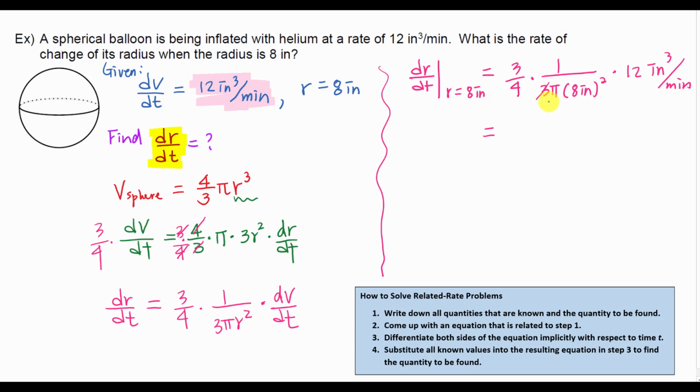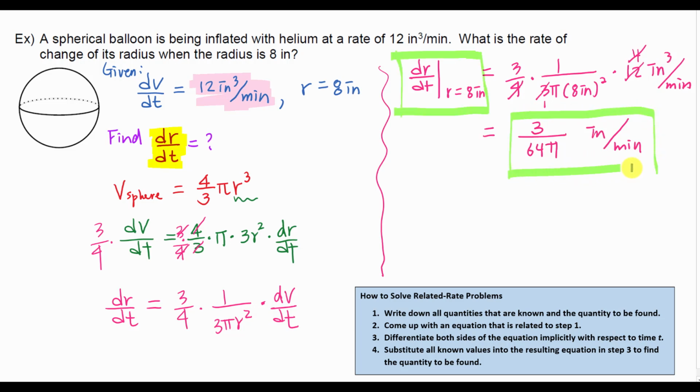So this will be equal to, let's see, anything cancel. I get 3 goes there once, 3 goes there 4 times, and this 4 and this 4 get canceled. On the numerator, I got 3 times 1 times 1, so I have a 3. In the bottom, I had a pi. 8 squared is 64, so I have a 64 pi there, and I get inch per minute. So my answer, dr/dt at r equal 8 inches is 3 over 64 pi inch per minute.